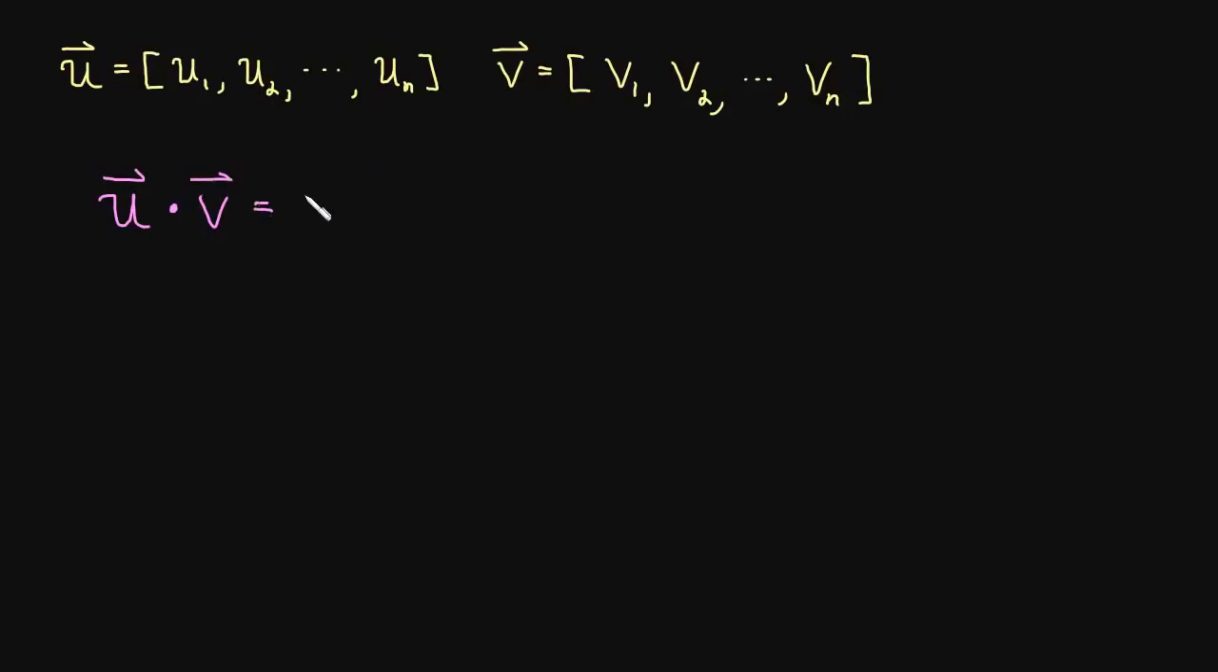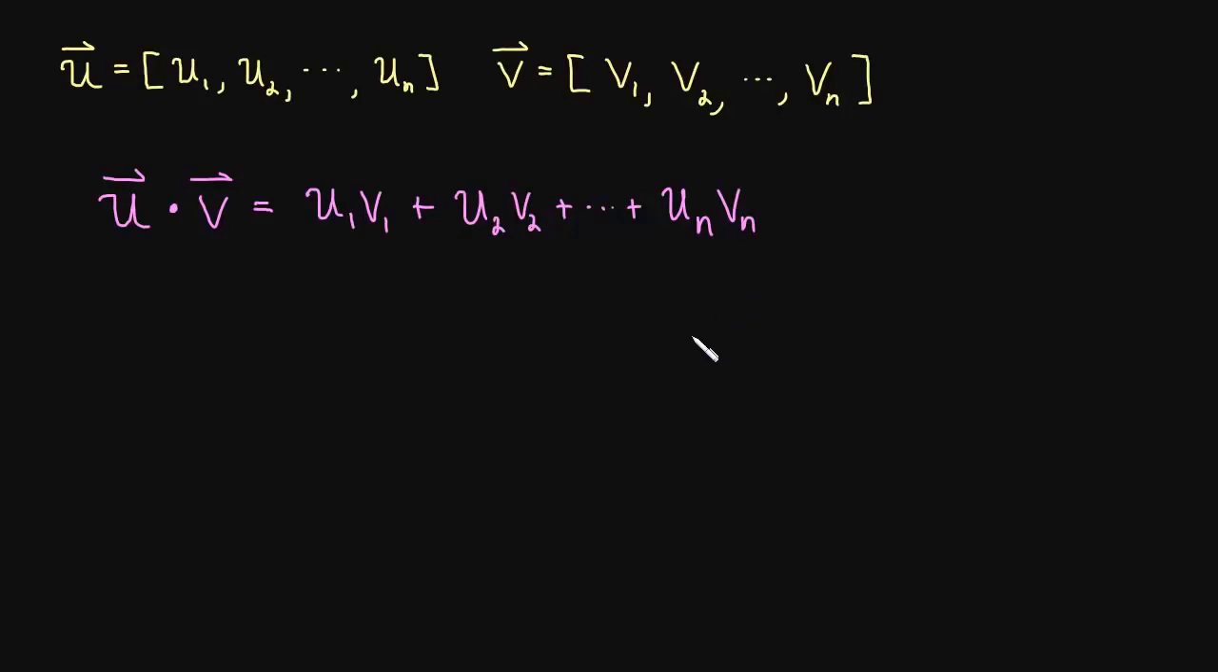The way that we do this is we do u1 times v1 plus u2 times v2 plus u3 times v3, and so on, all the way till we get to the end, un times vn.